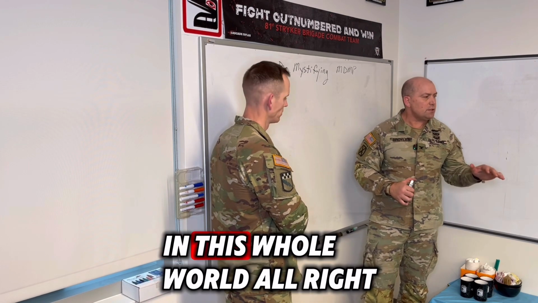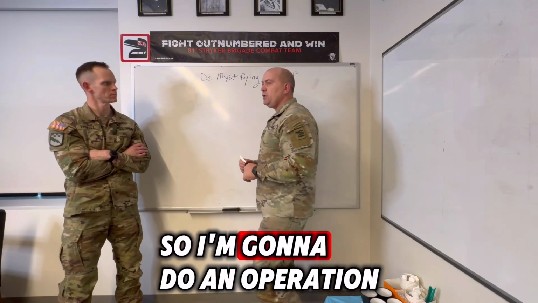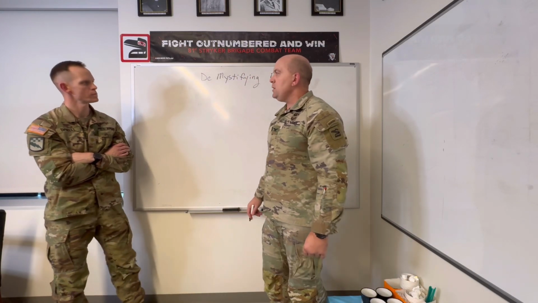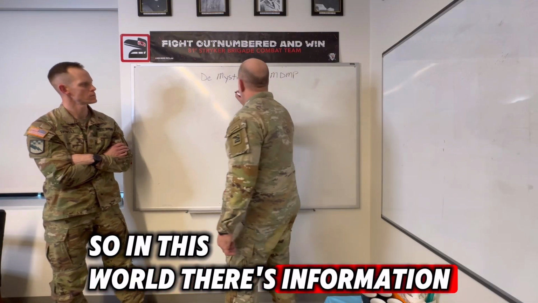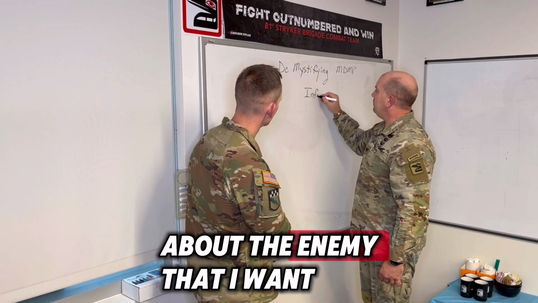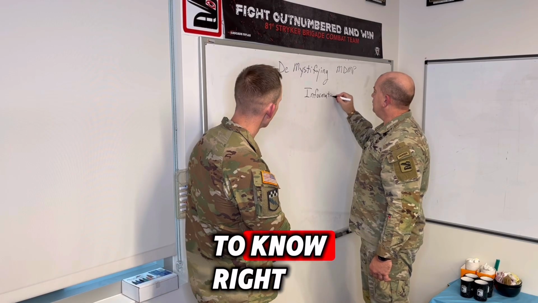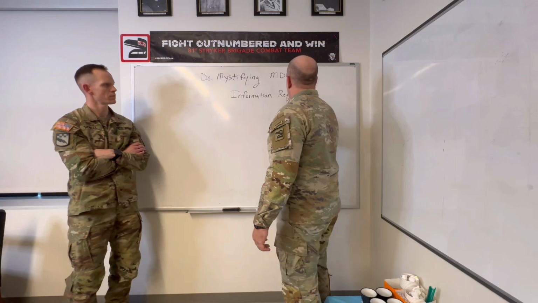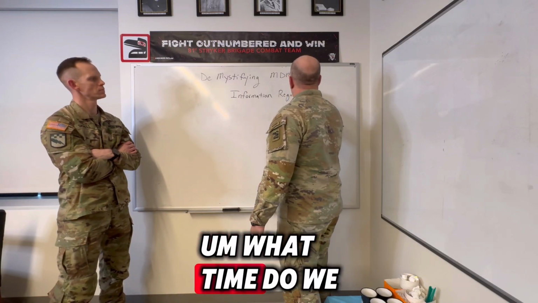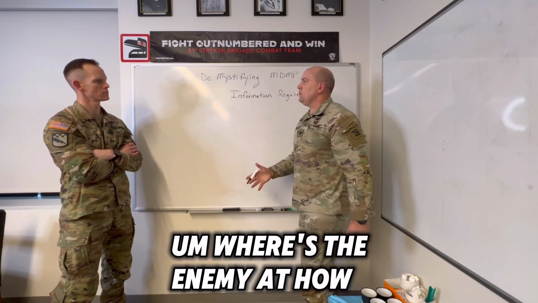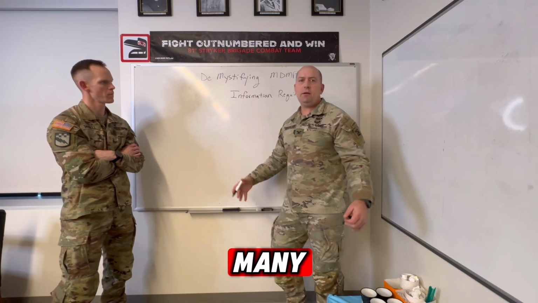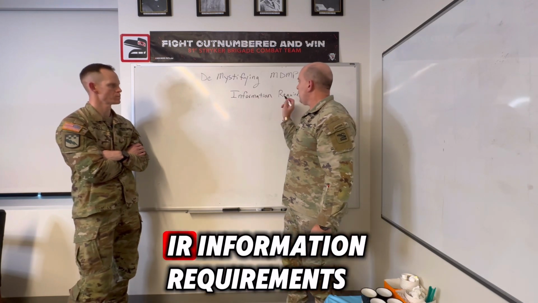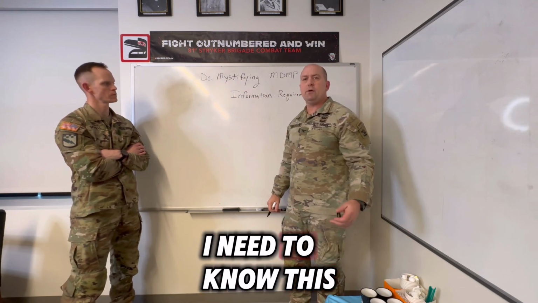In this whole world, I'm going to do an operation, and I'd say I'm going to attack the enemy on Objective Longstreet. So there's information about the enemy that I want to know, right? I'm required to know it. What time do we go? Where's the enemy at? How many bullets do we have? We could list them out. All right, so we call those IR, information requirements. I need to know this.